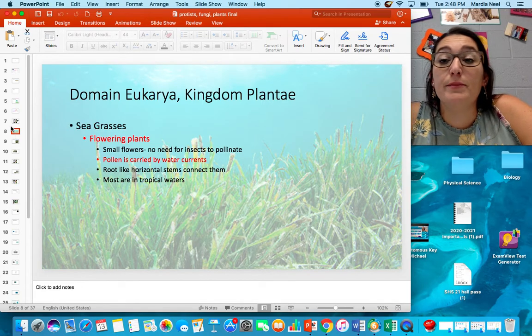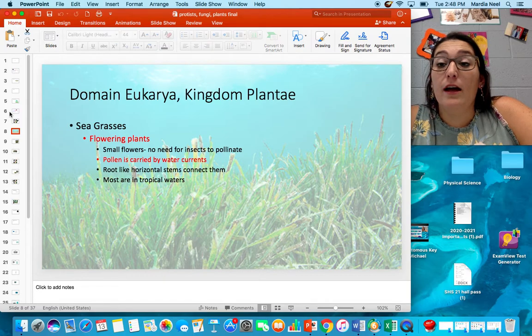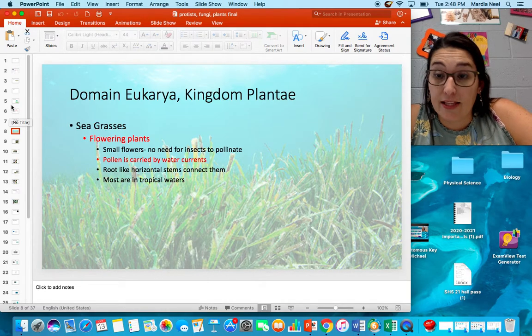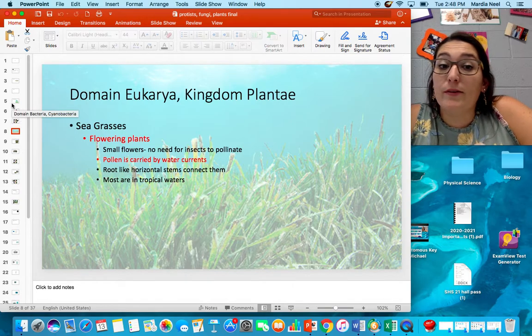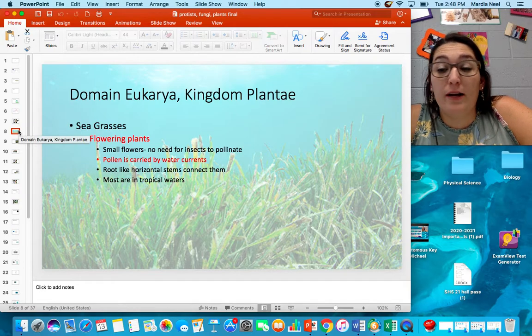They're going to need to be found in water that has a very low turbidity and is very close to the surface because they're going to need sunlight in order to live. Typically, you're only going to find that in tropical environments. Everywhere else, it's going to be too deep. There's not going to be enough sunlight for that plant to live.